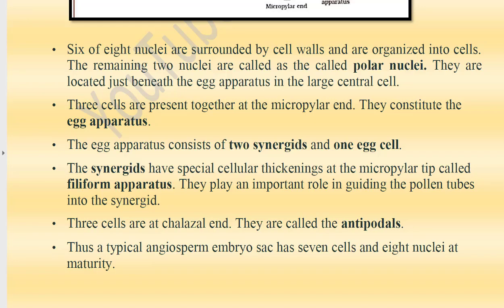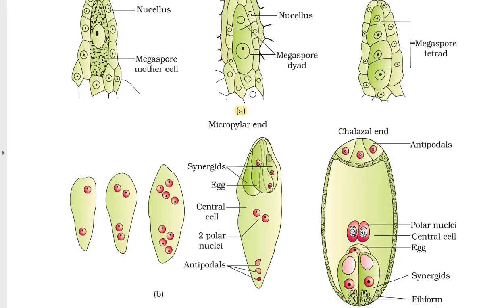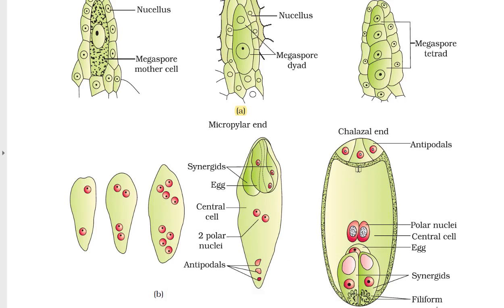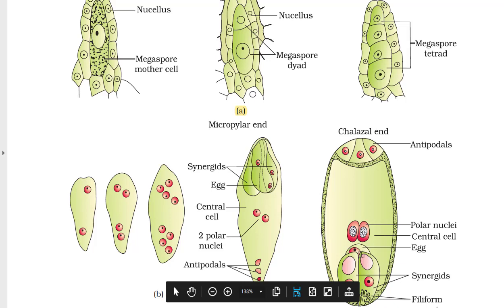Next point says that 6 of the 8 nuclei are surrounded by the cell walls and are organized in the cells, and the remaining 2 nuclei are called as polar nuclei. They are located just beneath the egg apparatus in the large central cell. 8 nucleus the, wo sab dheere dheere organize hona start kar dete hain. If you count the number of nucleus, you will see 1, 2, 3, 4, 5, 6. 6 of the nucleus are organized inside the cell wall.